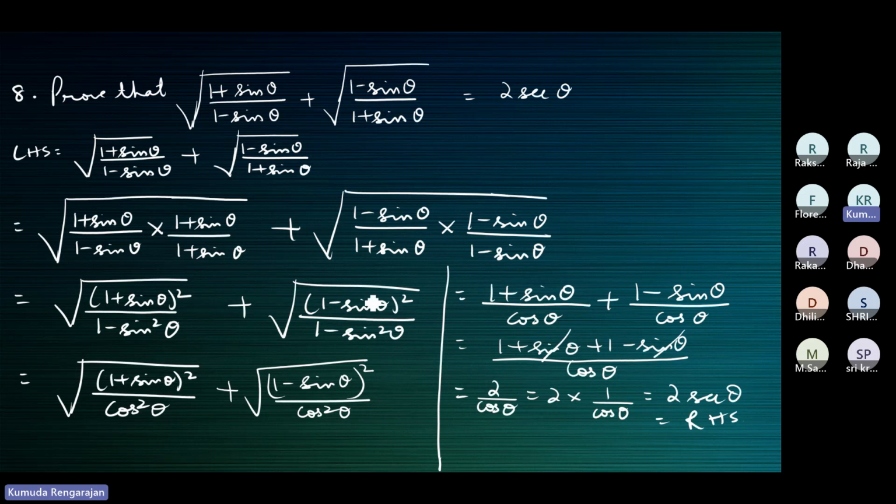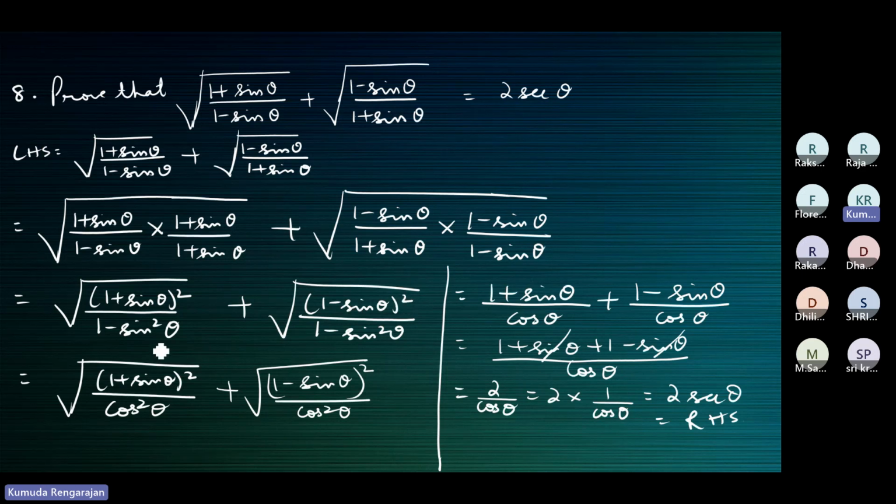So that way the numerators become a perfect square because 1 plus sine theta into 1 plus sine theta is 1 plus sine theta the whole square. And in the other one, 1 minus sine theta into 1 minus sine theta is 1 minus sine theta the whole square. So like this, the numerators are now perfect squares. Don't expand them. Don't disturb the perfect squares. Have them as they are.